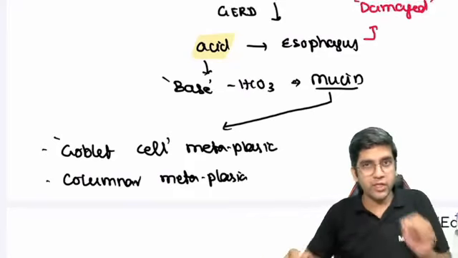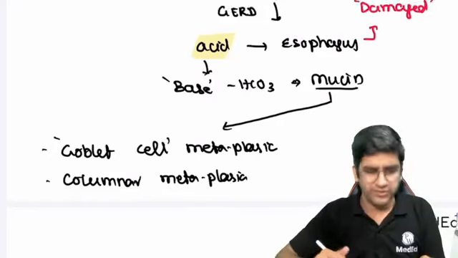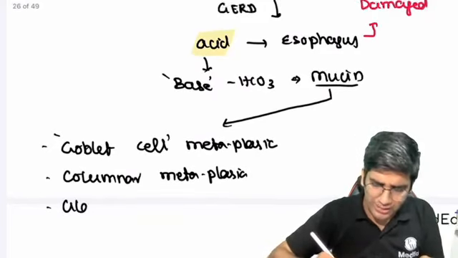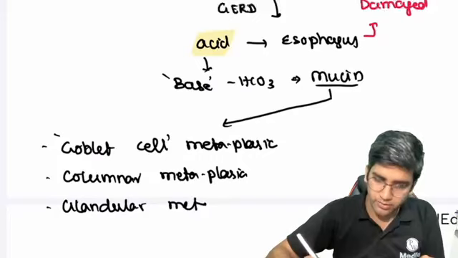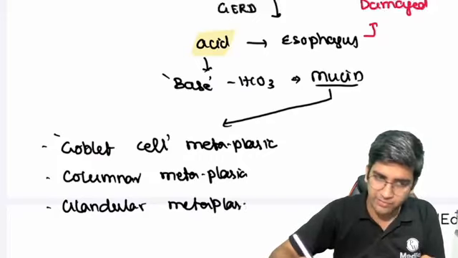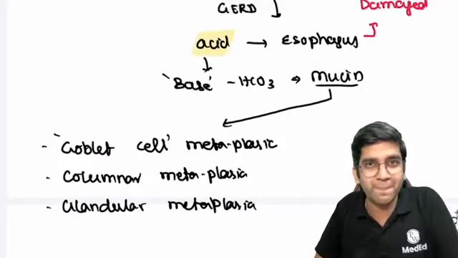Am I right in saying that columnar epithelium will form glands in microscopy? It does, right? So can I call it glandular metaplasia also? It's glandular metaplasia as well, right? There are three different names for Barrett's esophagus.